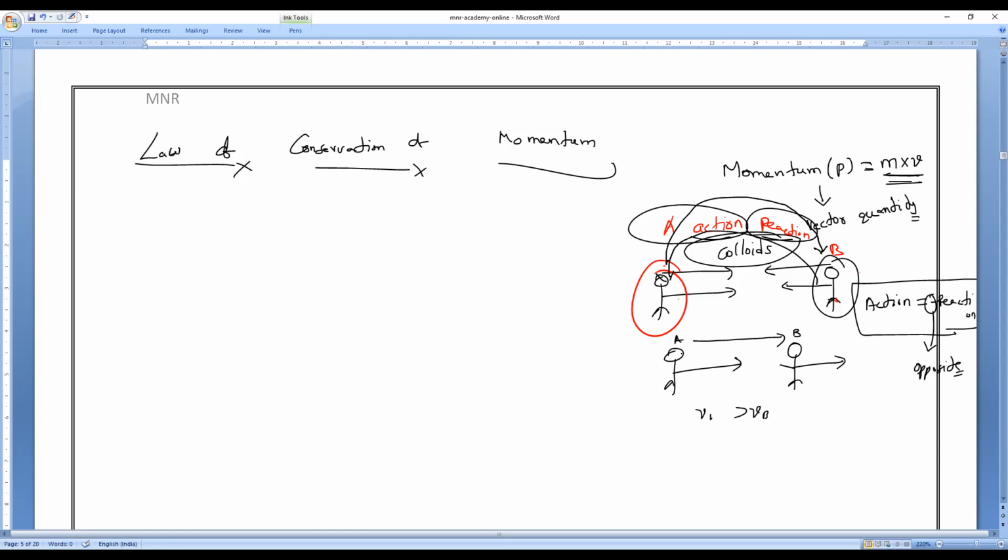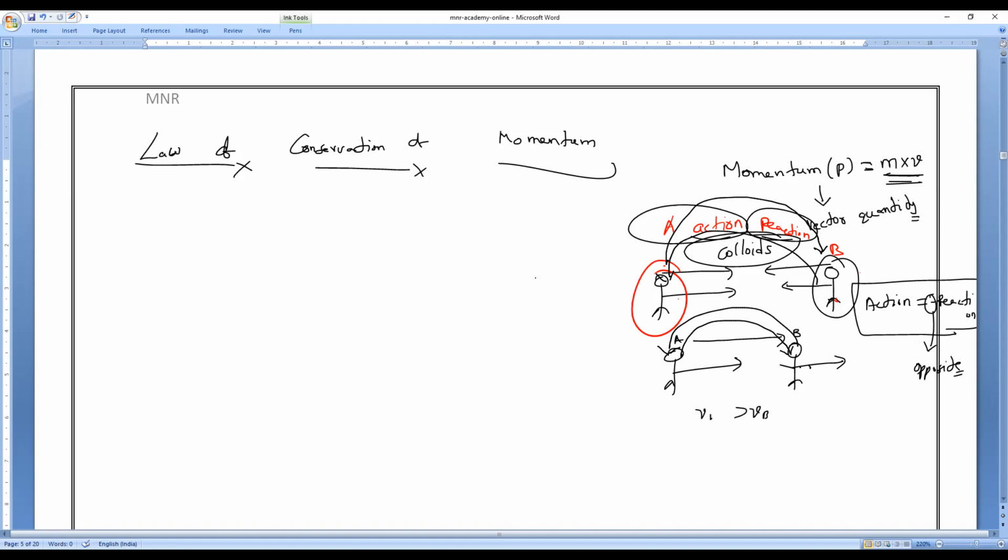In the same way, because A is hitting B, B will be affected. Because A is hitting B, B also will hit A, so that A will be affected. Am I right or wrong? Yes, sir. Do you all understand or not? Are you getting this point? Yes, sir. If you understand this point, that's clear.